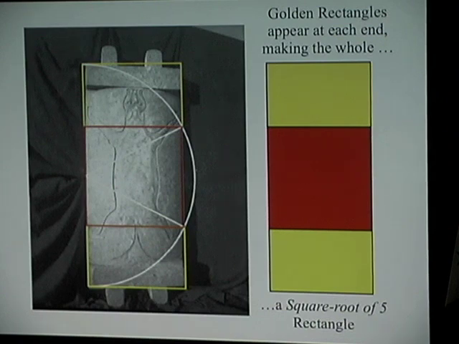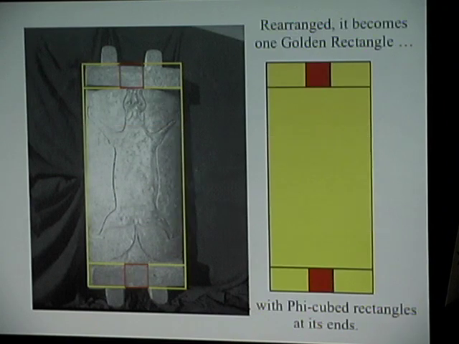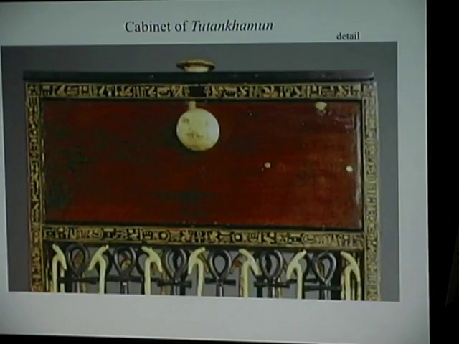Well, there's more to it. We could actually rearrange this so that we can see that the panther design is a golden rectangle itself, and the two ends are these squares flanked by these golden rectangles. It's called a phi-cubed rectangle.